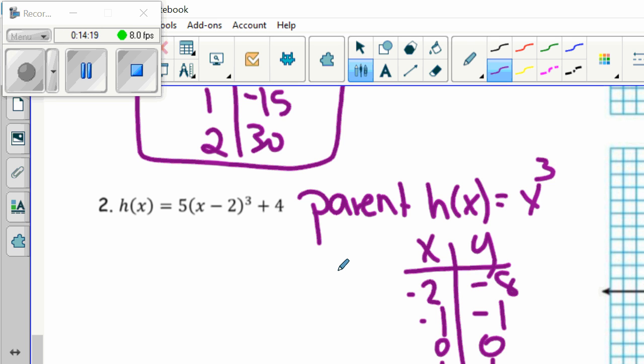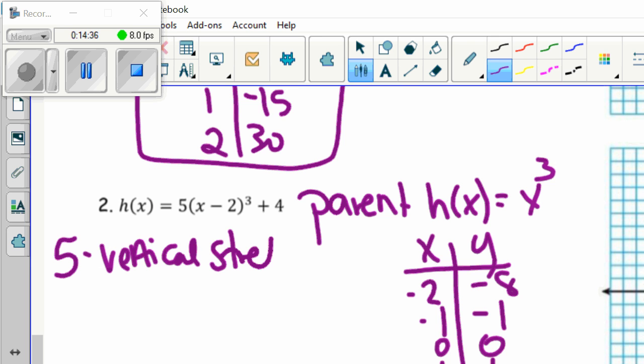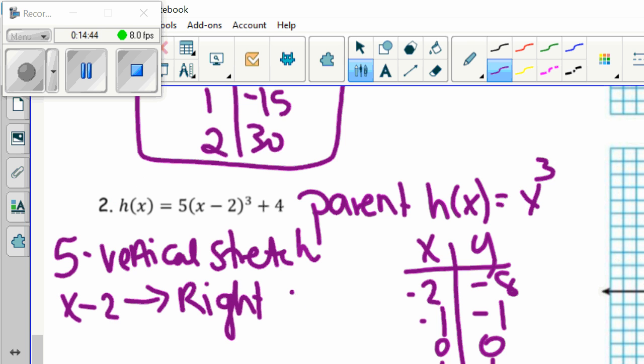I see that this one is not going to be an even function. It would be an odd function because the parent function x cubed is symmetric about the origin. So come over here. Again, the 5 out front, that is a vertical stretch or a horizontal compression. The x minus 2 shifts the graph right 2. And the +4 at the end shifts the graph up 4.